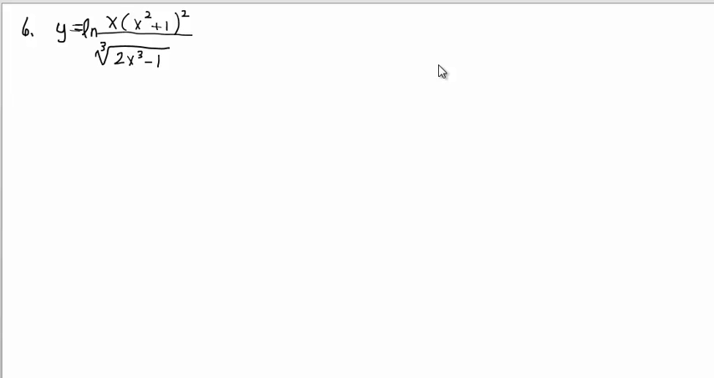Here we have example 6. It's y equals ln of the quantity x times quantity x squared plus 1 squared divided by the cube root of that radicand. If we're going to do differentiation on this, and I see ln and I immediately think u prime over u, well, think through that for a second and what u is. U is going to be this whole thing right here.